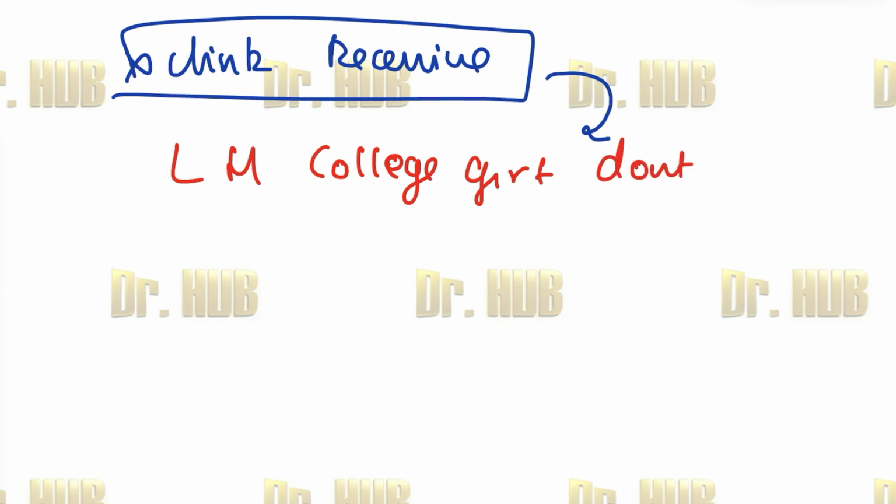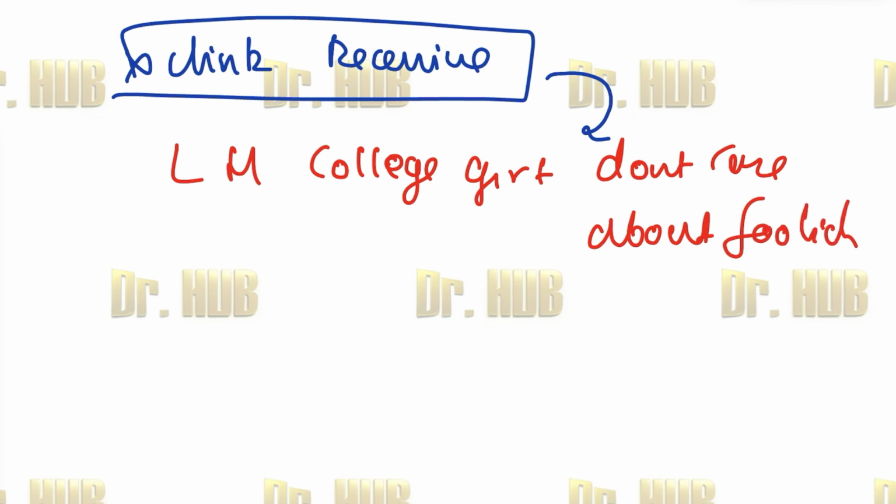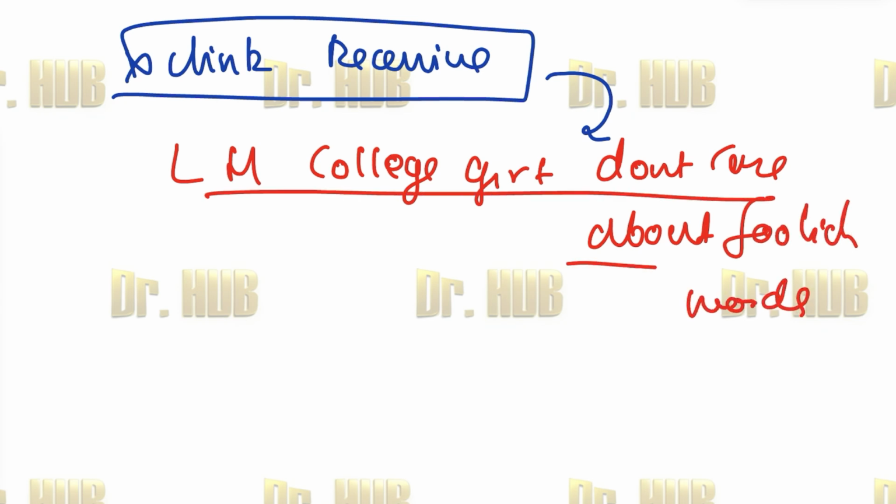Moving on to the others, the next smallest will be the X-linked recessive. Under X-linked recessive, the mnemonic will be: LH college girls don't care about foolish words.